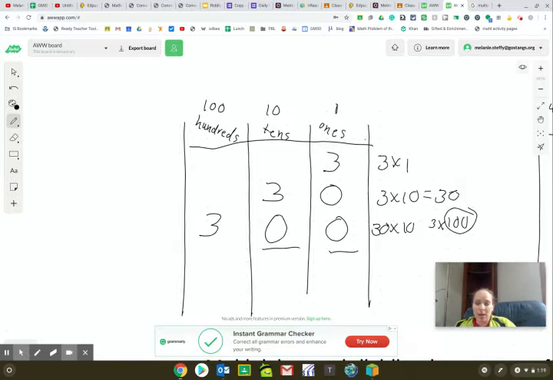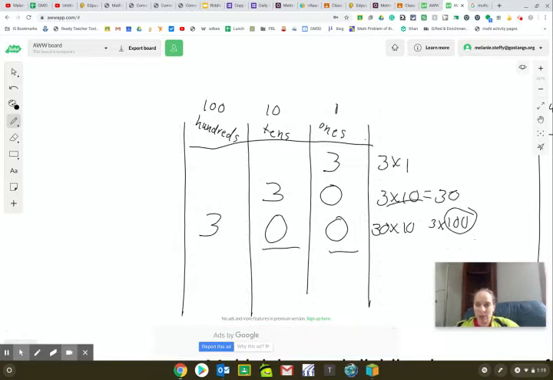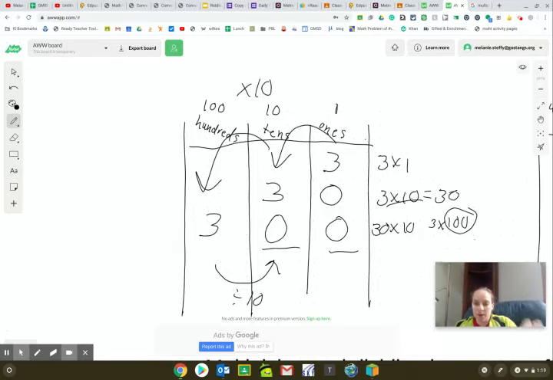So 3 times 100, 100 has 2 zeros, the product has 2 zeros. 3 times 10, the product has 1 zero. So we can use that to help us. Each time we move one place value to the left, our number is getting 10 times greater. The opposite is also true. Every time we shift one place value to the right, we're dividing by 10, so the number is getting smaller.